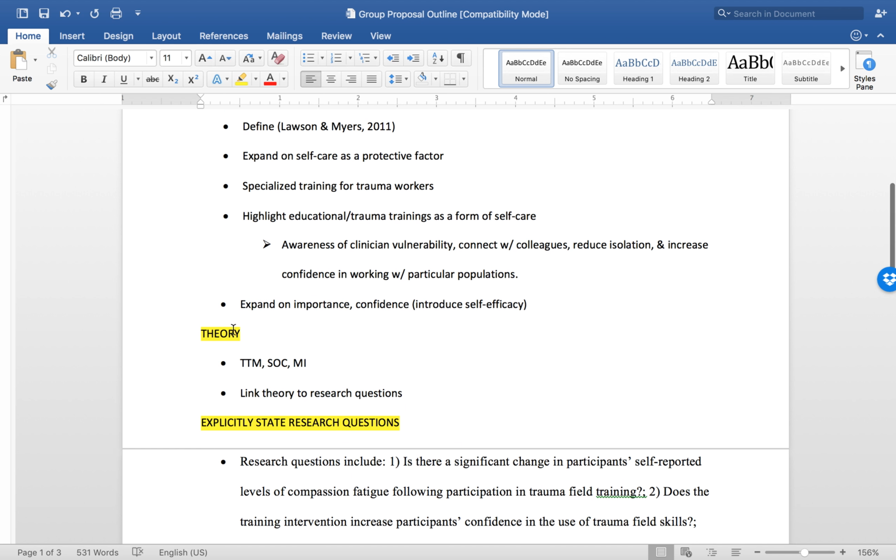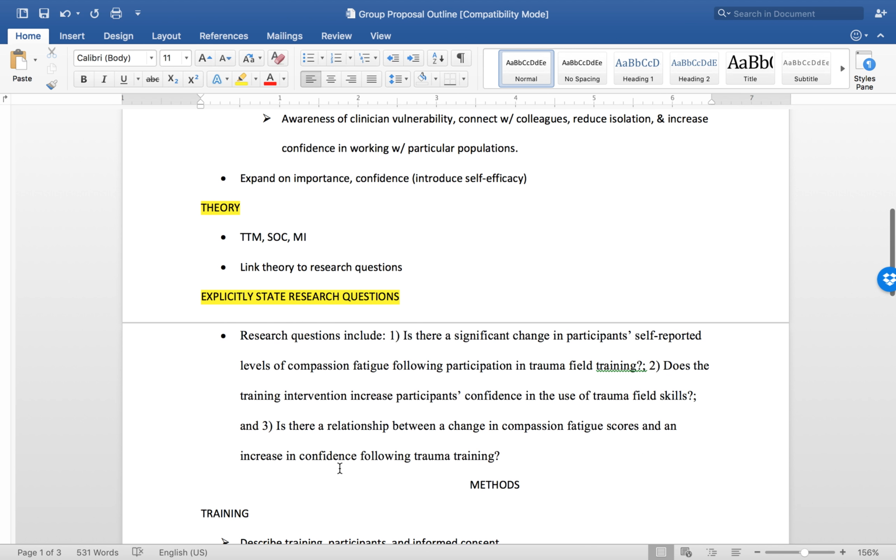So again, including theory is important, and then stating the research question. And you'll want to reference the chapter in the book about how to write research questions. And I would also suggest looking at the examples and thinking about, how does my research question or my area of interest with this topic, how could I write the research question to use those as a model or guide for writing yours?